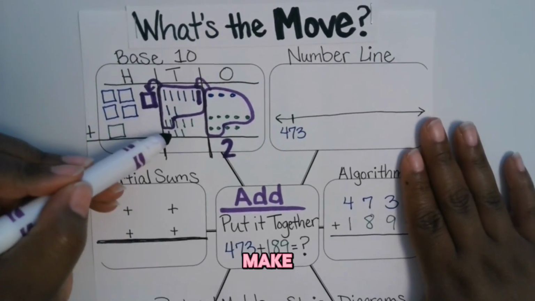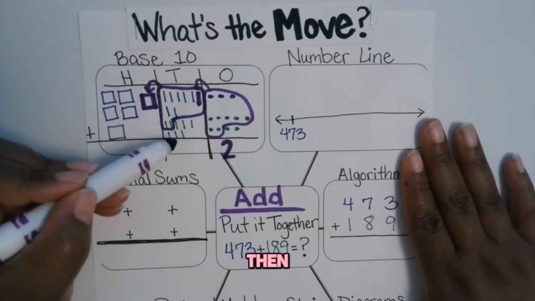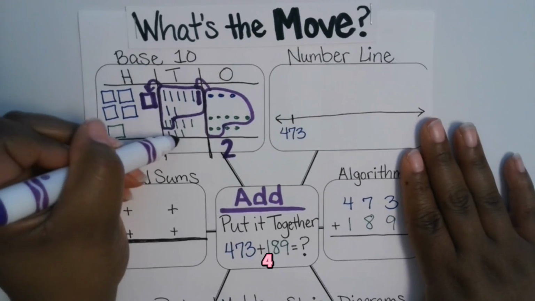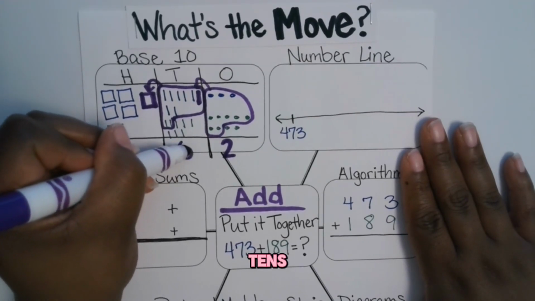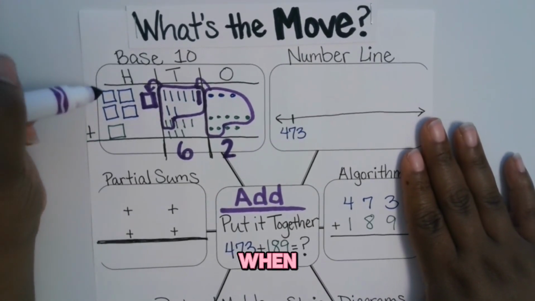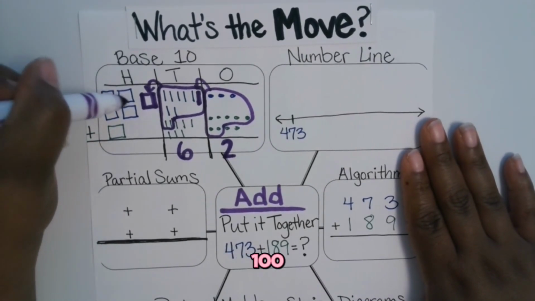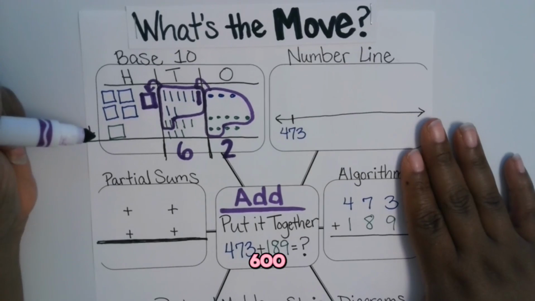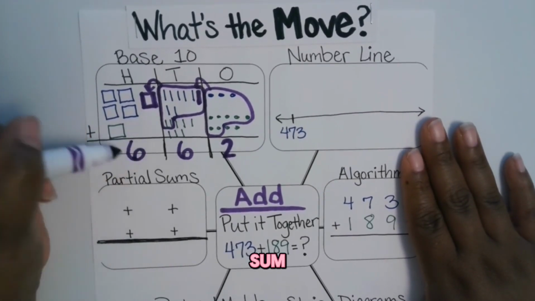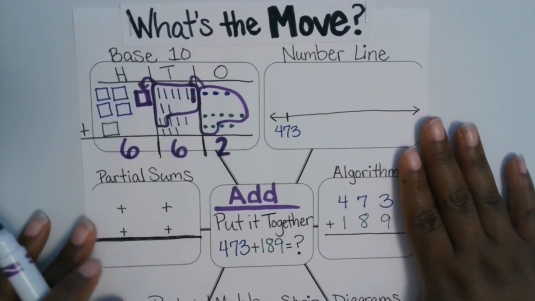If I have enough to make another 10, another 100, then I would, but I'm going to count those that I have left. 1, 2, 3, 4, 5, 6. So that will be 6 tens. Okay, and now I'm going to combine the hundreds. When I combine the hundreds, that's 100, 200, 300, 400, 500, 600. So there are 6 hundreds, which will make my sum 662.